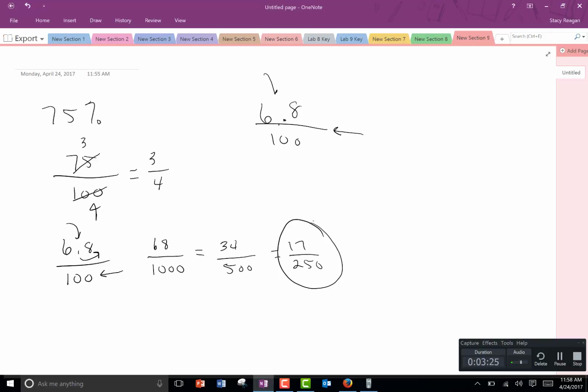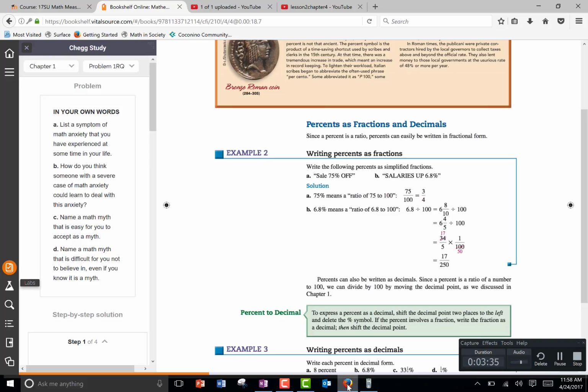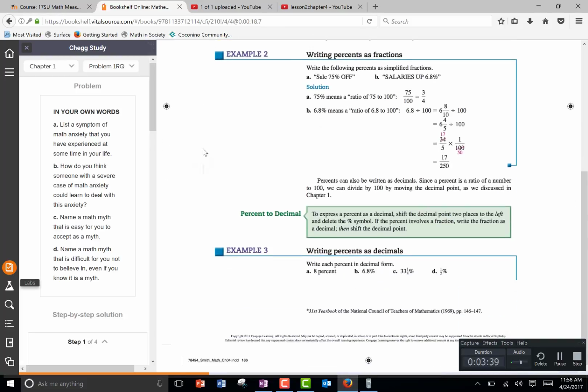What you need to remember is if you're going to change a percent to a fraction, drop the percent sign and put it over 100 and reduce it. So that's what we're doing for all of those. That's example 2 that you're working through.